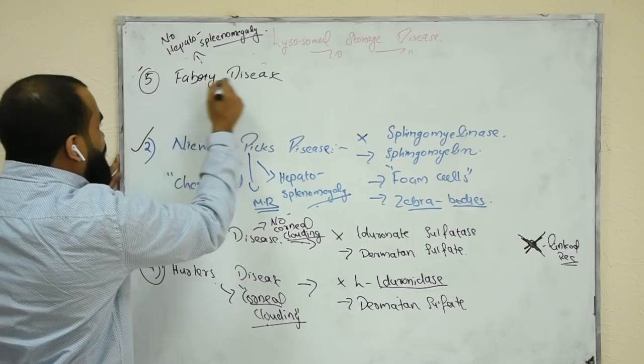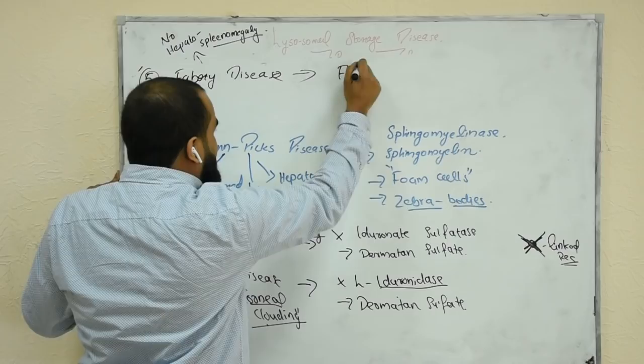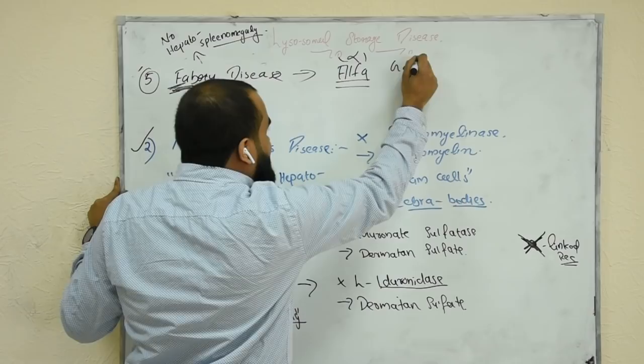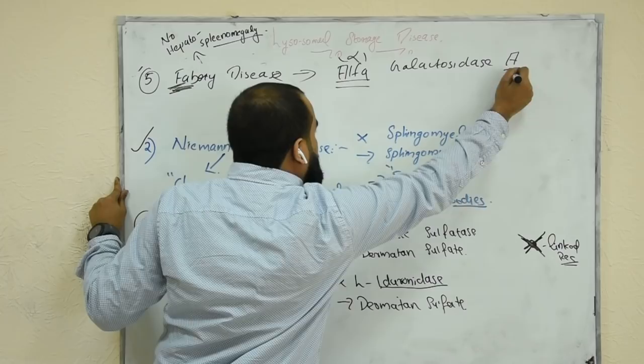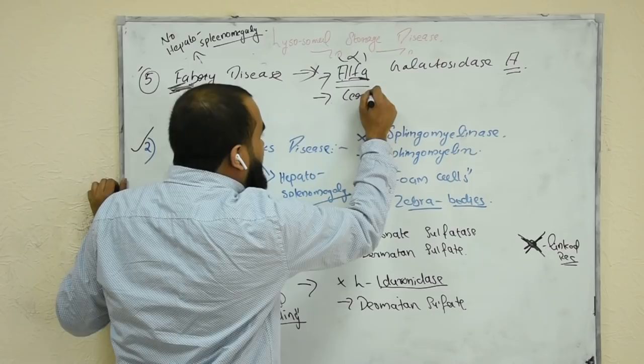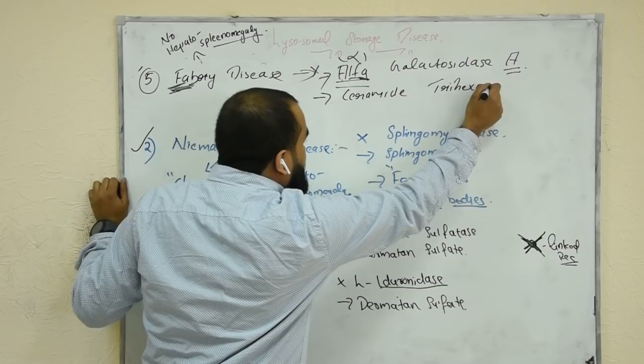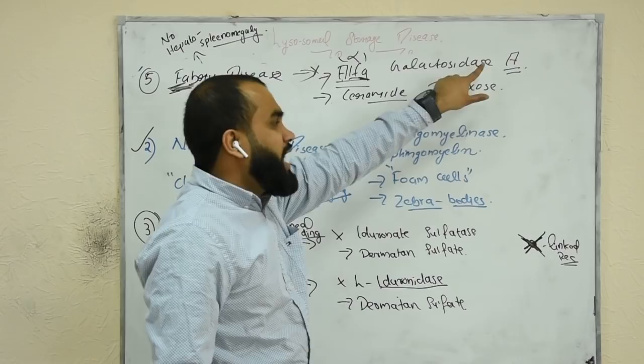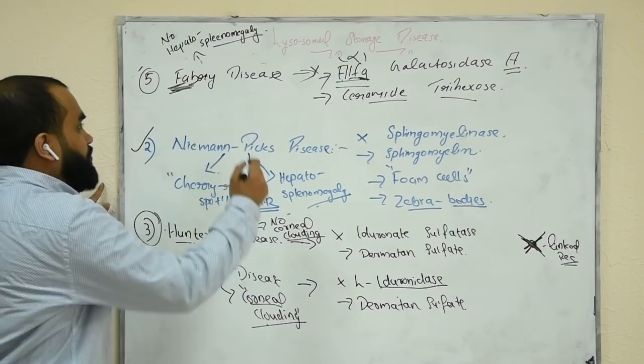Fabry, fa, very easy, remember enzyme, fa, alpha. Once again, fa, alpha or alpha galactosidase A. The enzyme absent is alpha galactosidase A. So remember something like that. And what is accumulated here? There is something called ceramide trihexoside, very important. So Fabry's disease is alpha galactosidase A deficiency and what is accumulated? Ceramide trihexoside. One more thing you remember here, this is the second disease that is X-linked recessive.